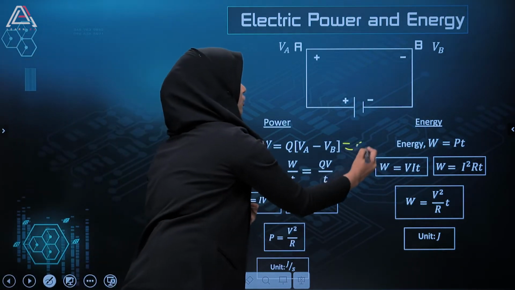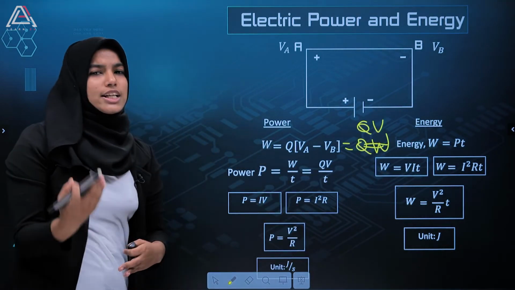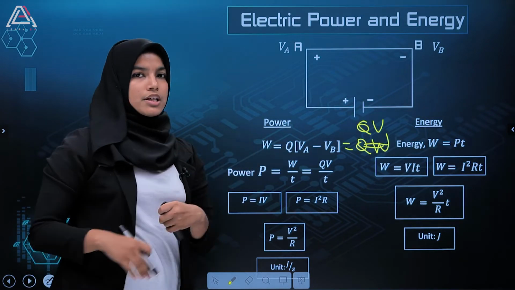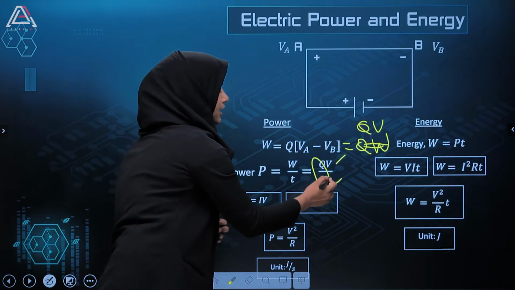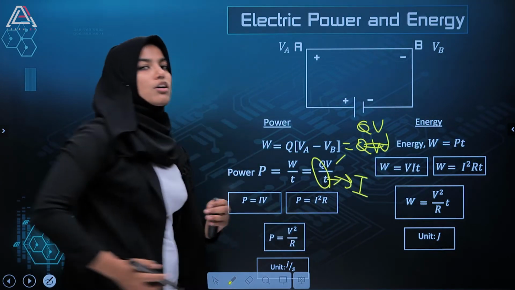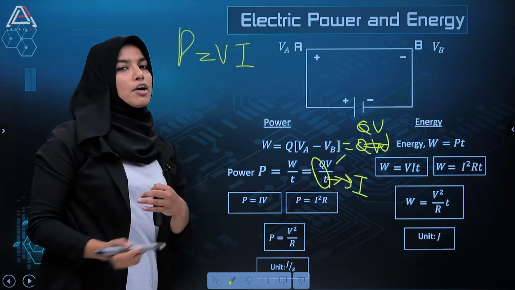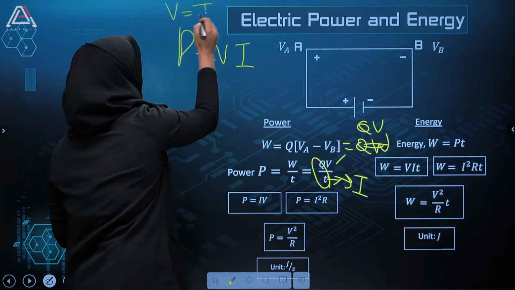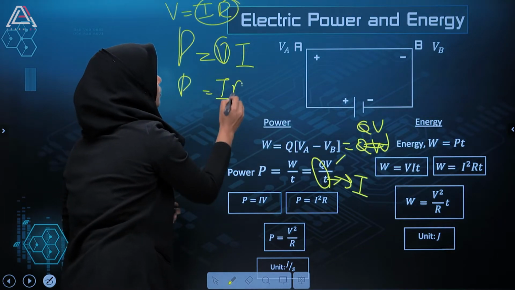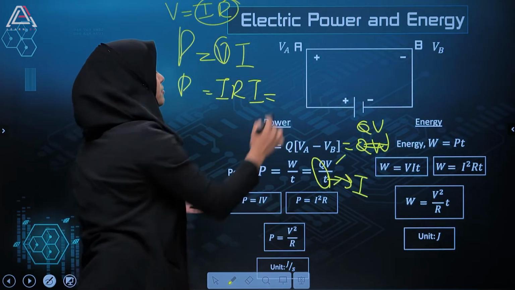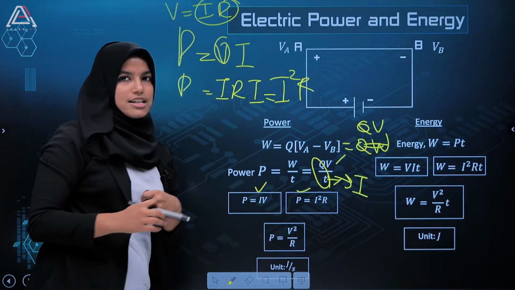So we got the equation of W to be QV. Now the equation of power is work by time. Work is QV, so QV by time is the equation. We know that Q by T is equal to I. So we get the equation of power to be VI. But we also know that V is equal to IR. So instead of V, I can write IR into I, and the equation of power becomes I squared R. So we got two equations for power, IV and I squared R.